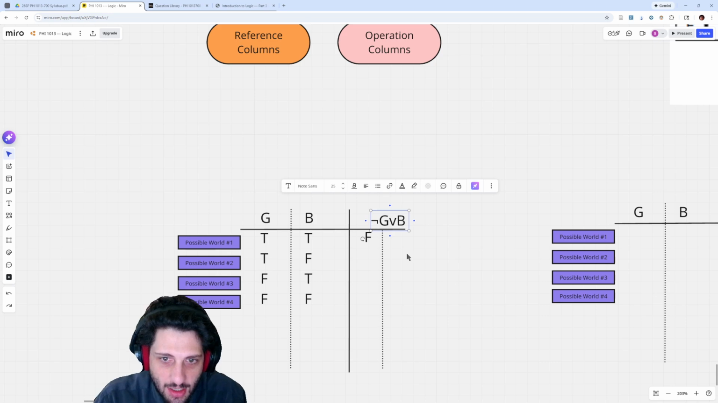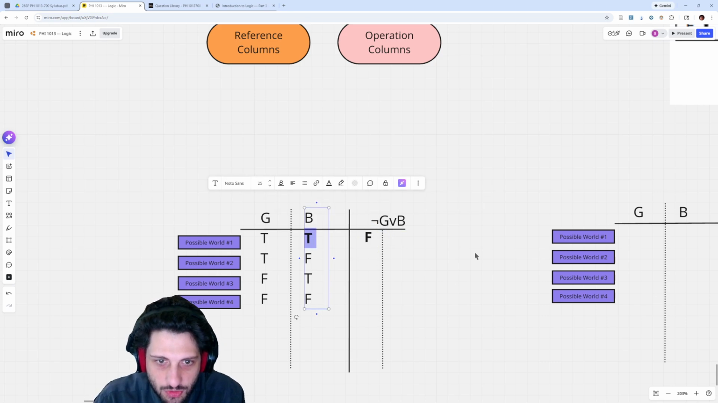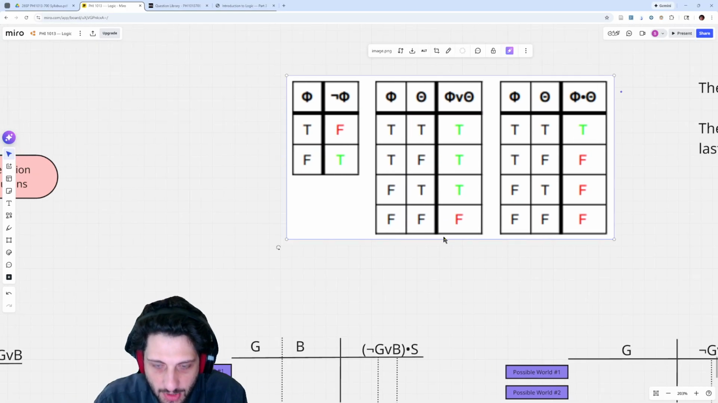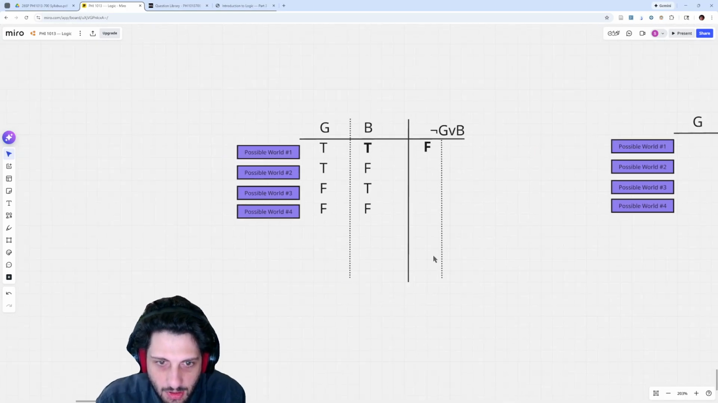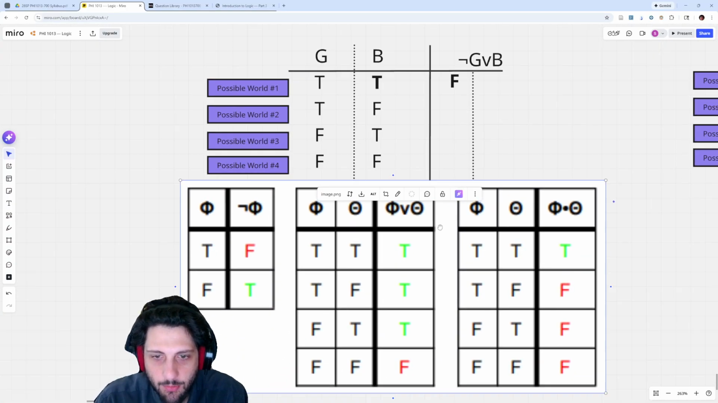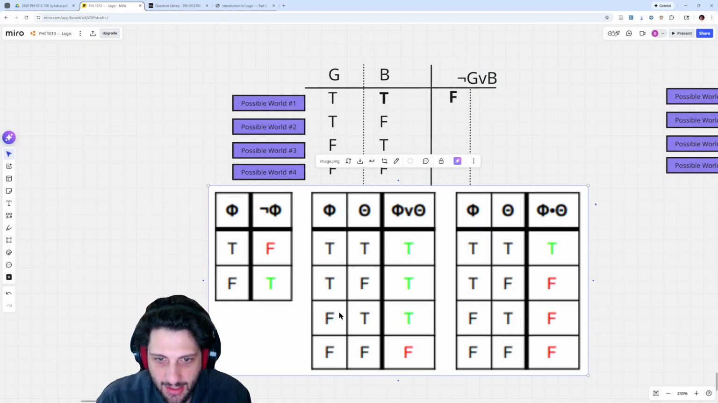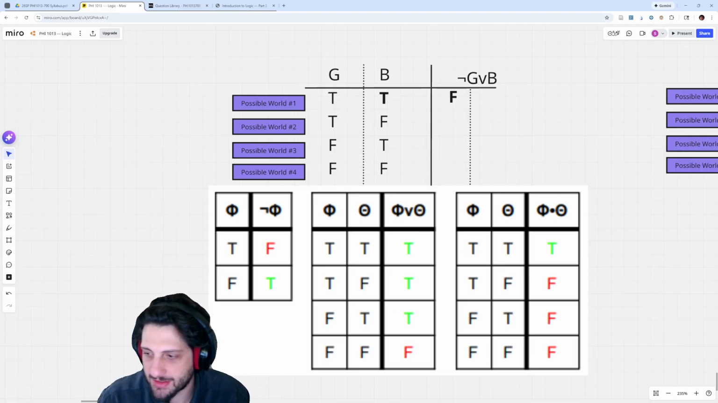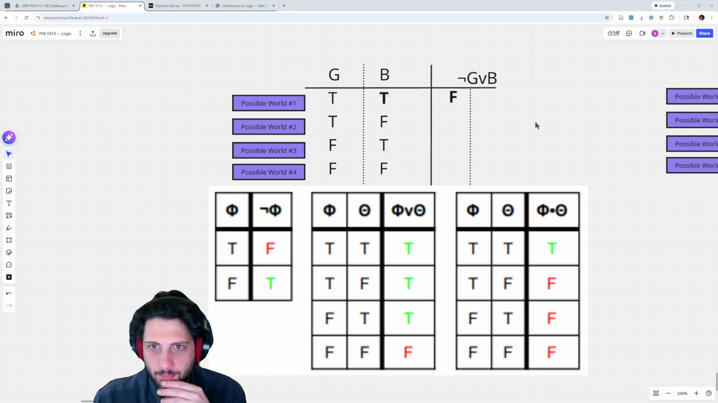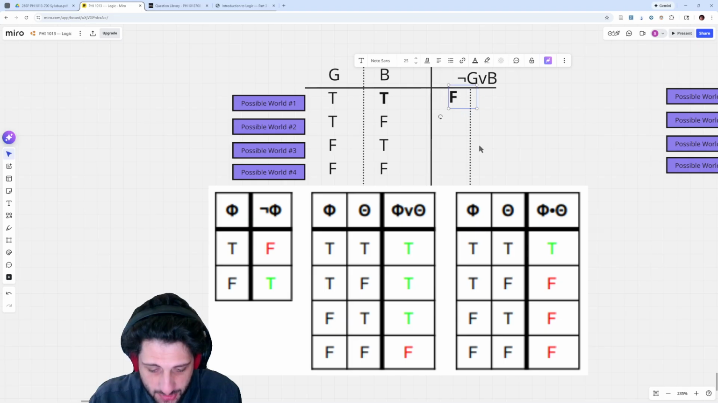And now the or here is going to look at this false and this true. If the or has a true on the right-hand side but a false on the left-hand side, that's like this situation, and in that situation, we say the statement as a whole is true. So that's all we're going to have to put here.